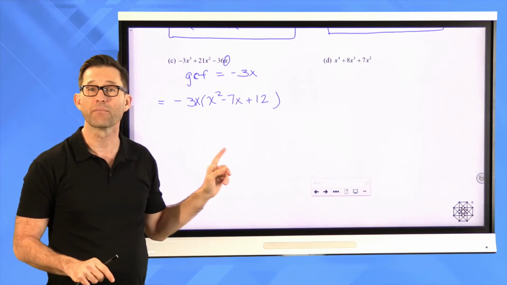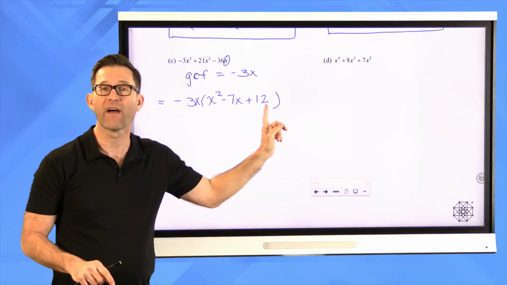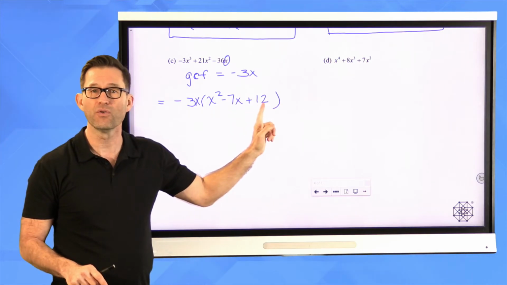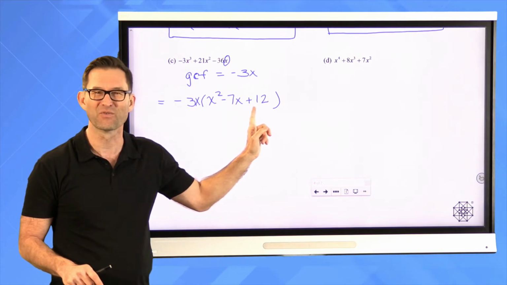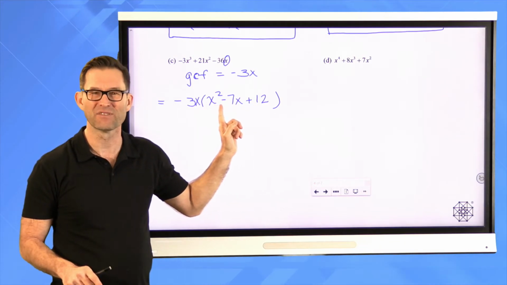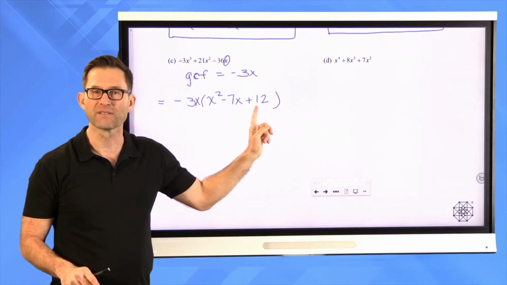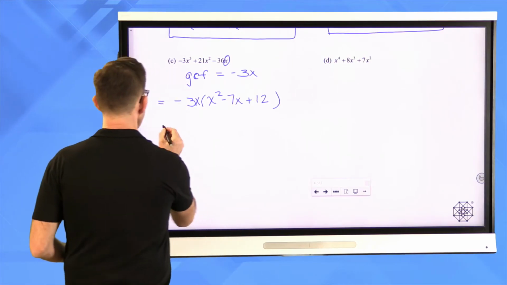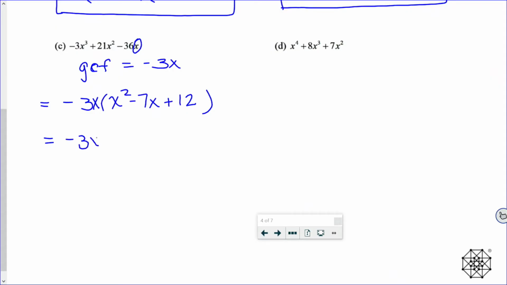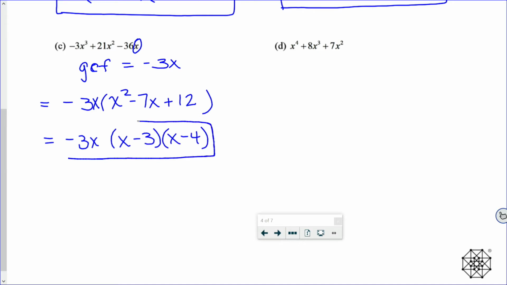And now, just like before, I have to go on and factor this, which means I'm looking for two numbers whose product is positive 12, and whose sum is negative 7. Because the product is positive and the sum is negative, the two numbers must both be negative. And in fact, they end up being x minus 3 and x minus 4. So it's negative 3x times x minus 3 times x minus 4.